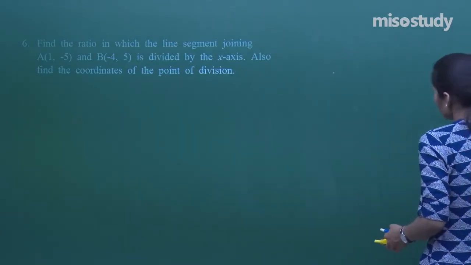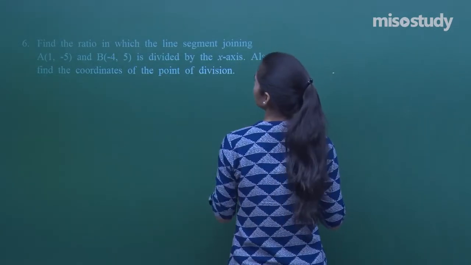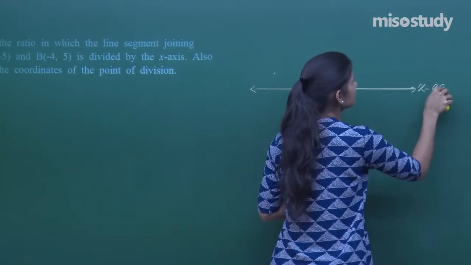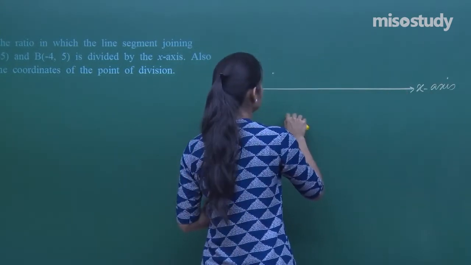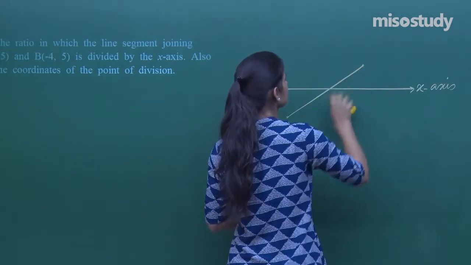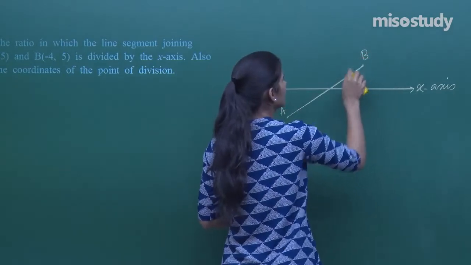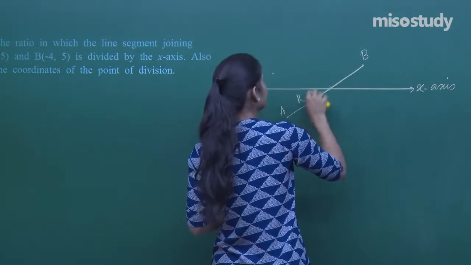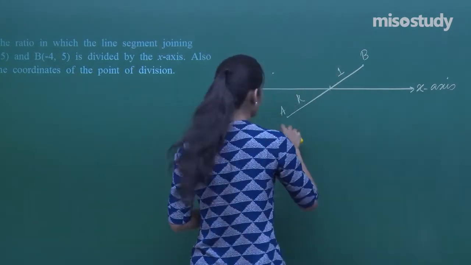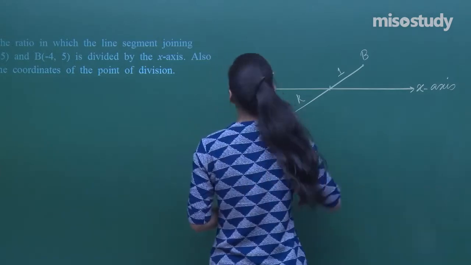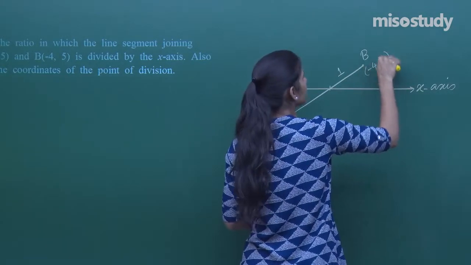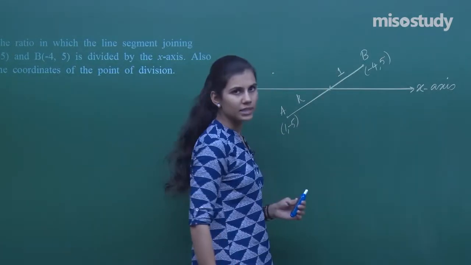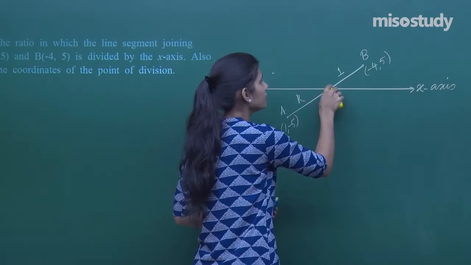Next we have find the ratio in which the line segment joining A and B is divided by the x-axis. Okay, so the x-axis is dividing this line segment joining A and B. Say this is the x-axis and this is some line segment which is being divided by the x-axis in some ratio. Let that ratio be k is to 1. A has coordinates 1 comma minus 5 and B has coordinates minus 4 comma 5. Find out the ratio in which x-axis divides the segment AB and find the point of division.